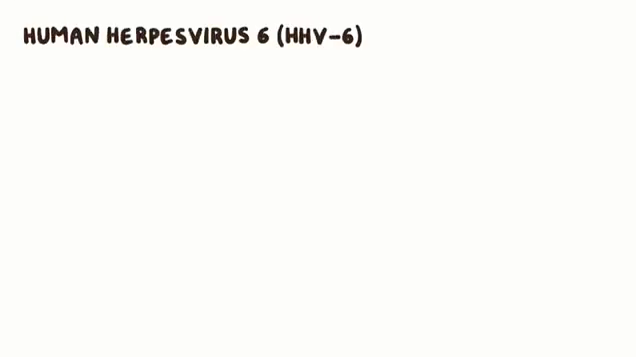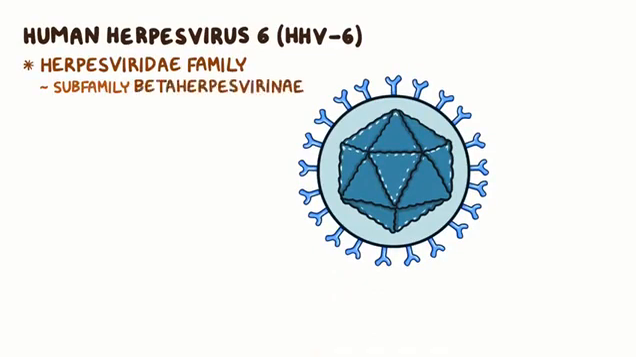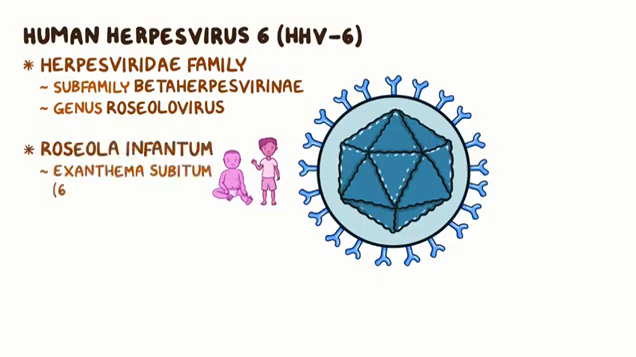Human herpesvirus 6, or HHV6, is a double-stranded DNA virus, which belongs to the Herpesviridae family, subfamily Betaherpesvirinae, genus Roseolovirus. HHV6 primary infection is the cause of the common childhood disease called roseola infantum, also known as exanthema subitum, or sixth disease.